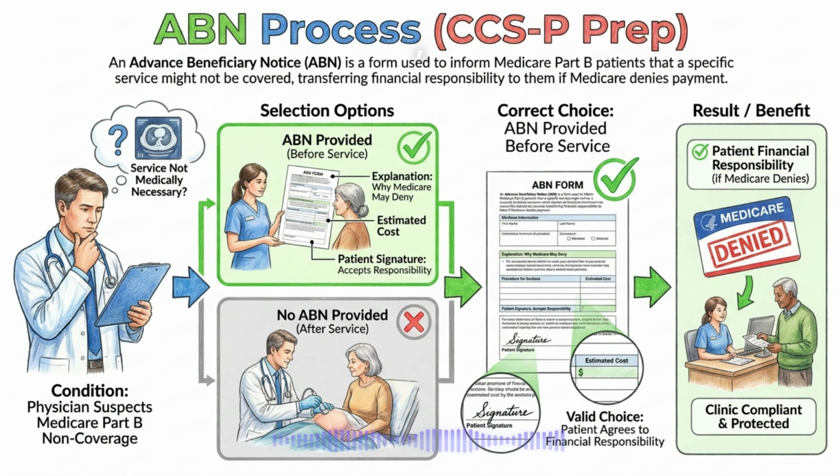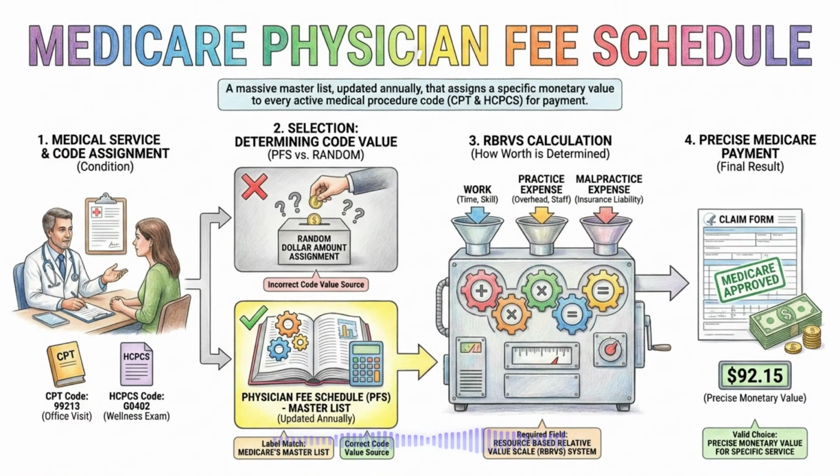By signing the ABN, the patient accepts full financial responsibility for the bill if Medicare refuses to pay. To determine exactly how much they will pay for a specific service, Medicare uses the Physician Fee Schedule. The fee schedule is a massive master list updated every single year that assigns a specific monetary value to every active CPT and HCPCS code.